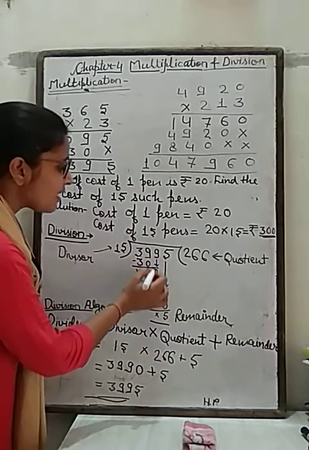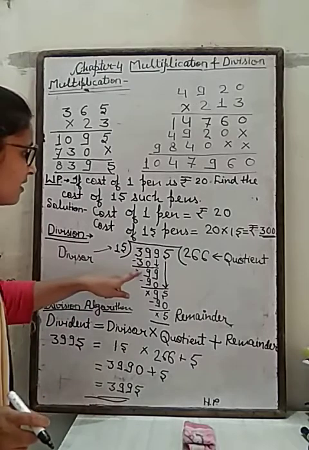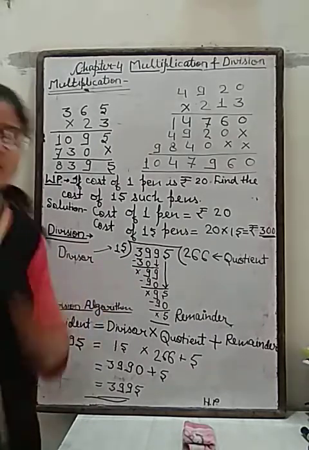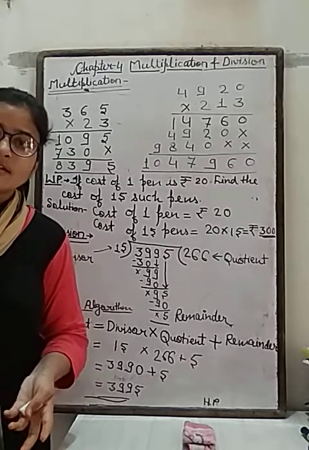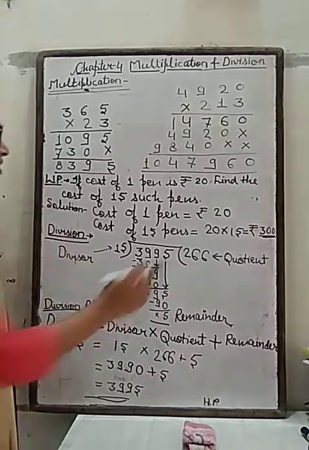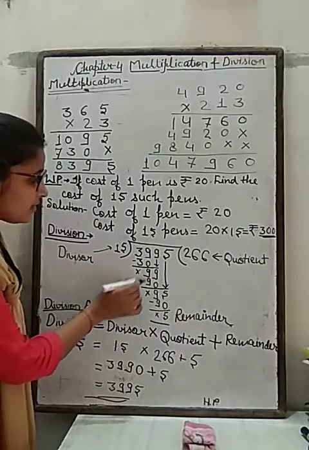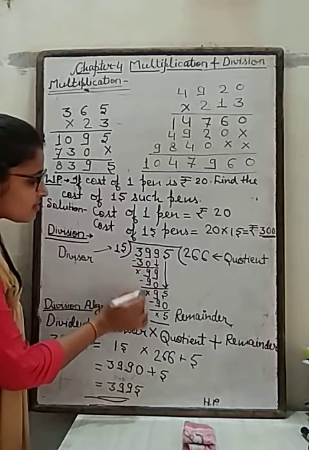Now we will take carry of 9. Here is 99 again. We will repeat the same process. Now count the table of 15. It should not be more than 99. It means 15 sixes are 90. So we will put 6 here and 90 here. Again subtract 99 and 90. This is 9 minus 0 is 9, and 9 minus 9 is nothing.